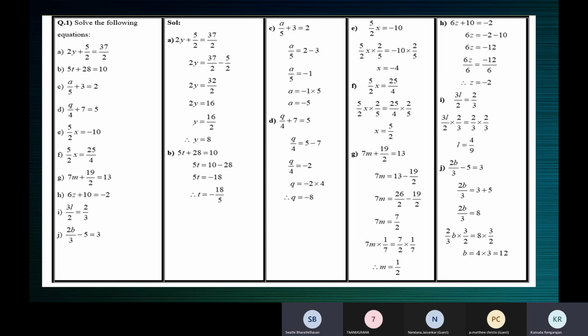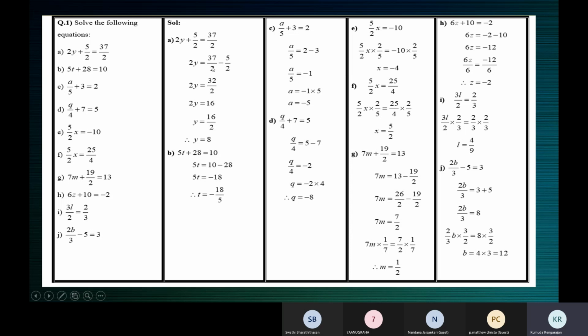Done, ma'am. So in the first one, we have 2y plus 5 by 2 is equal to 37 by 2. Plus 5 by 2 is transposed. So plus 5 by 2 goes to the other side as minus 5 by 2. So 2y is equal to, on taking the LCM, we get 37 minus 5, which is 32 by 2.